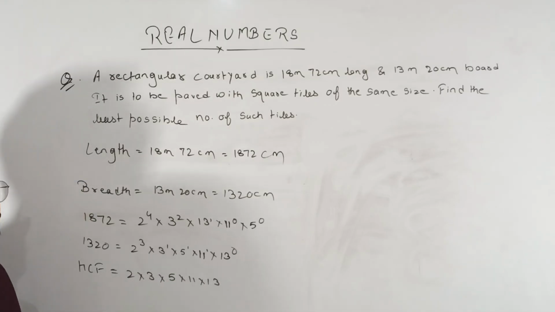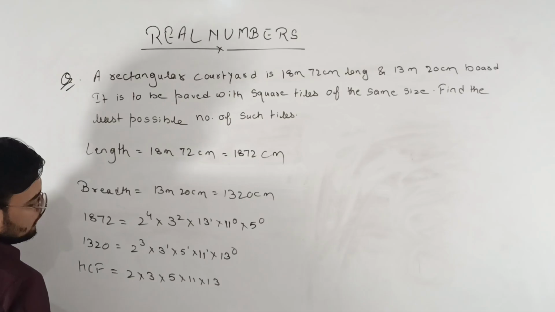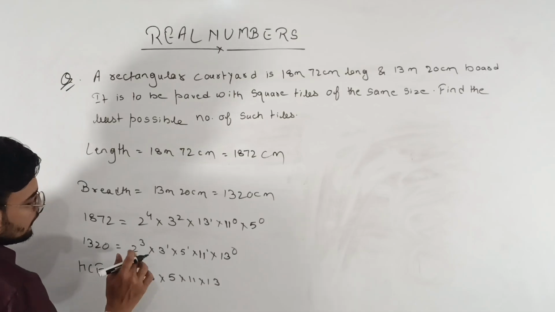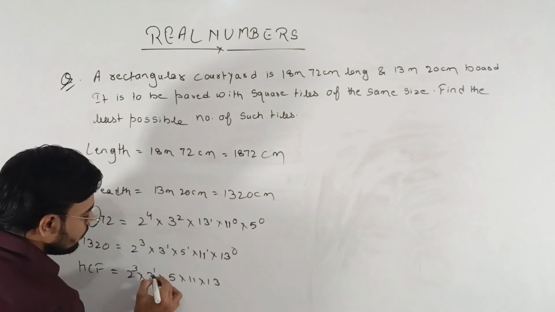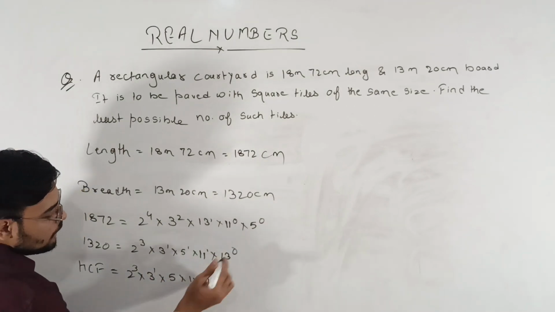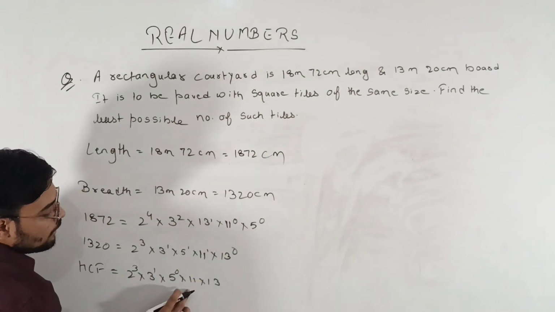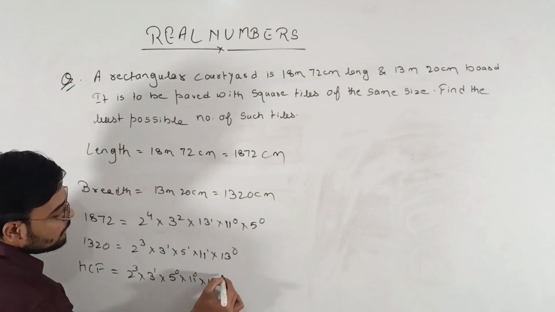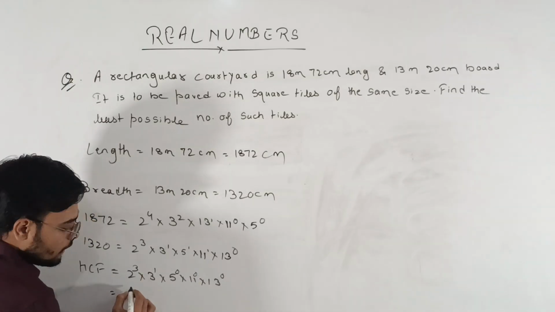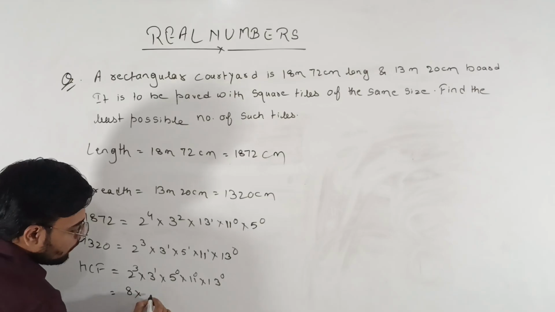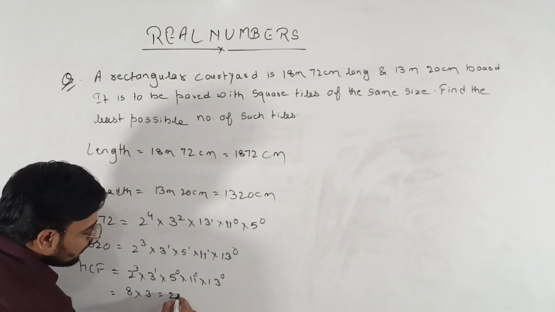Now for HCF, we write the smallest power. The smallest power of 2 is 3, the smallest power of 3 is 1, the smallest power of 5 is 0, the smallest power of 11 is 0, and 13 is 0. So HCF is equal to 2 to the power 3, which is 8, times 3 to the power 1, which is 3. Then HCF is 24.